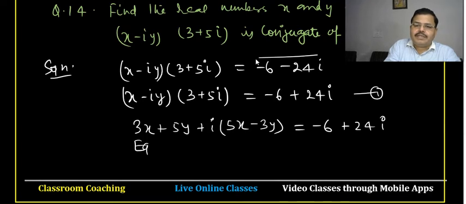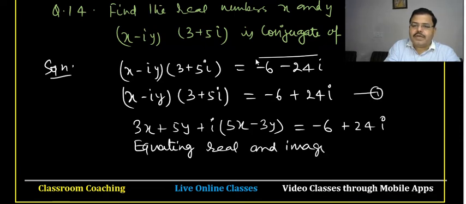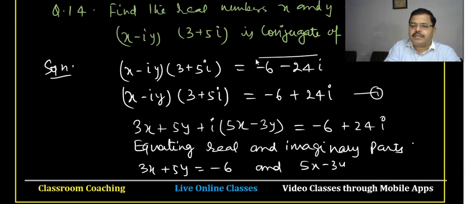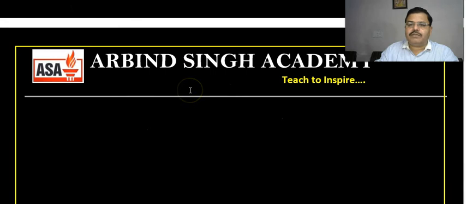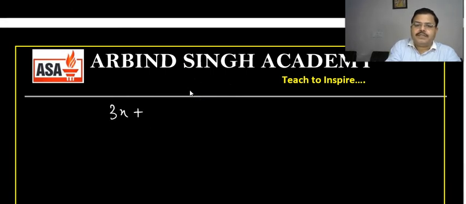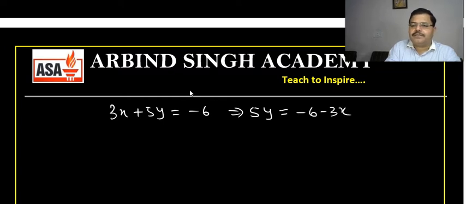Now, equating real and imaginary parts, we have two equations: 3x plus 5y is equal to minus 6, and 5x minus 3y is equal to 24. So these two will be there. Now, using 3x plus 5y is equal to minus 6, 5y can be written as minus 6 minus 3x, and y can be written as (minus 6 minus 3x) divided by 5. So that will be our second equation.